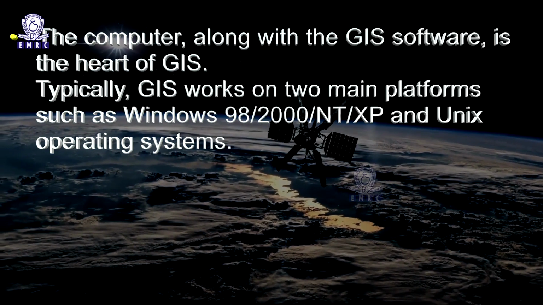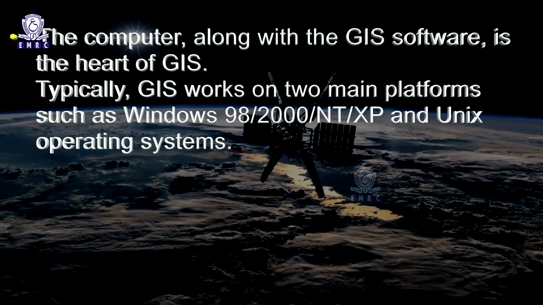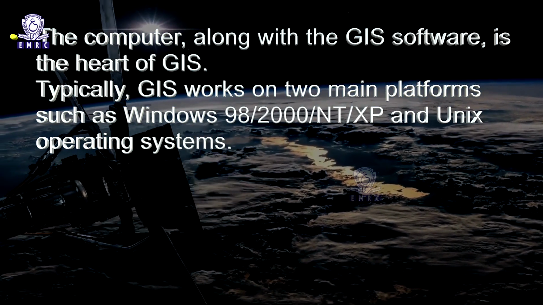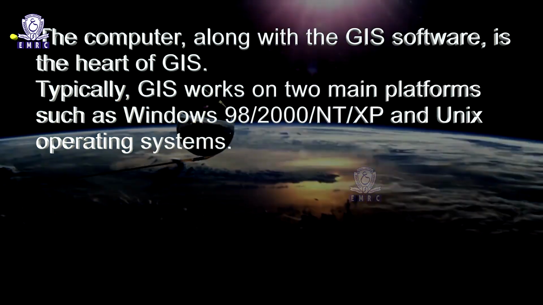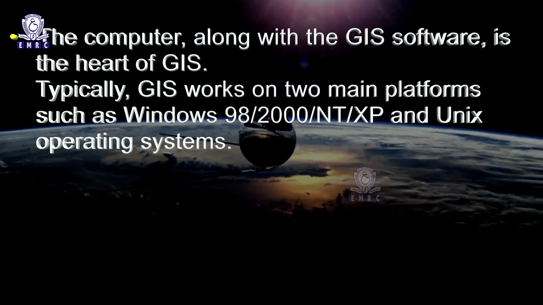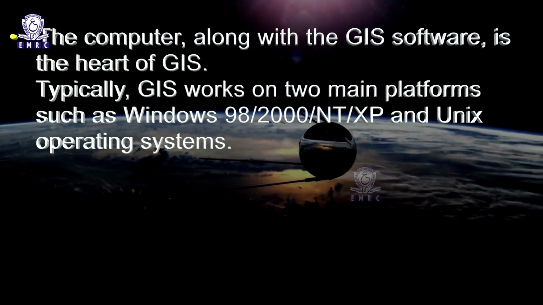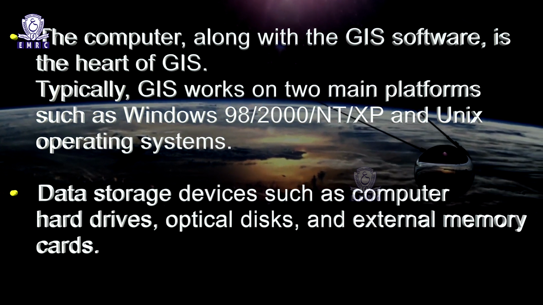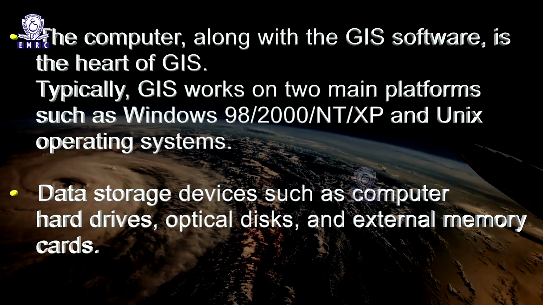The computer along with GIS software is the heart of GIS. Typically, GIS works on two platforms such as Windows 98, 2000, NT, XP and Unix operating system. Data storage devices include computer hard drives, optical disks and external memory cards.